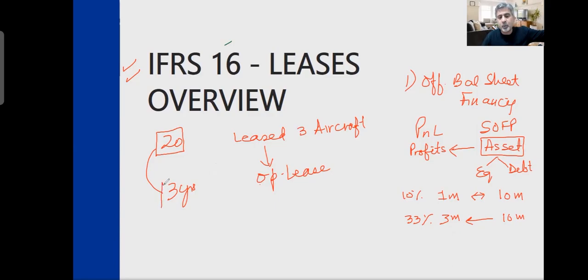But just to give you a clue, because the airplane had a 20-year life, they made a contract for 3 years. It was not classified as finance lease. It was classified as operating lease. And when it came in as operating lease, nothing goes to the balance sheet. Nothing goes to the balance sheet.